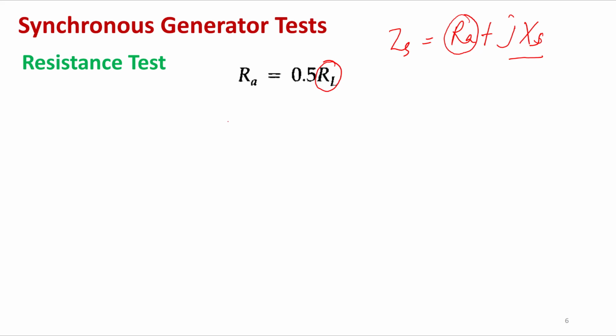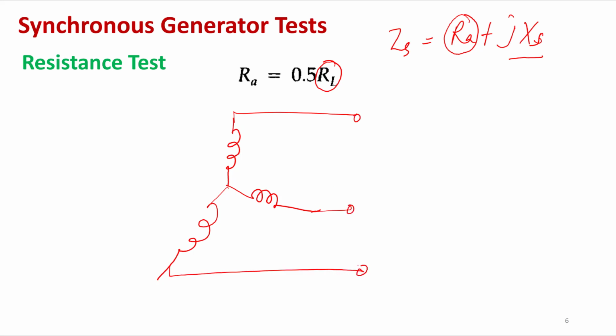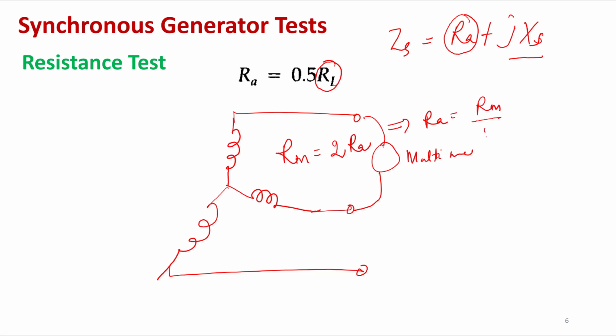Because if you see the star connected circuit, your windings are like this, and these are the terminals. Now you are measuring here through the multimeter. Then the measurement that comes will be twice RA. So RA will be RM by 2, where RM means the measured value.